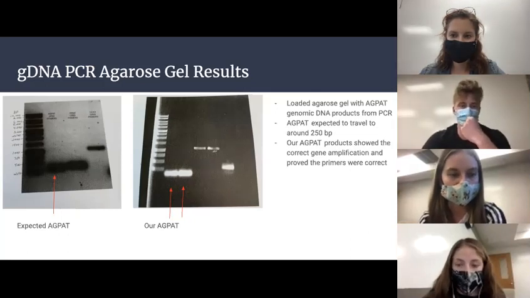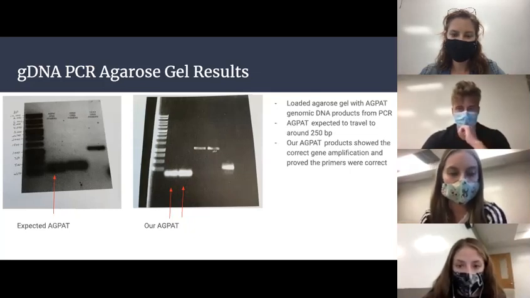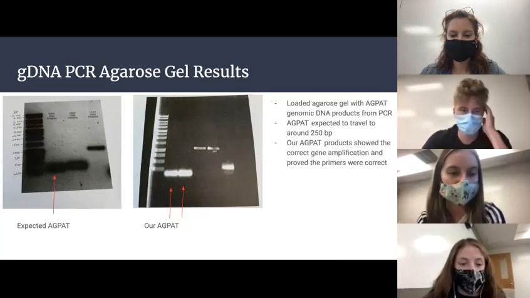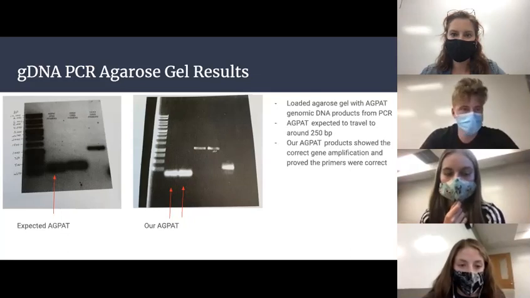The reference shows that AGPAT was expected to travel to around 250 base pairs, and our products also traveled all the way down the column. They went slightly farther than 250 base pairs, but were still in the general area. And overall, we got the expected gene amplification, and it showed that the primers worked.